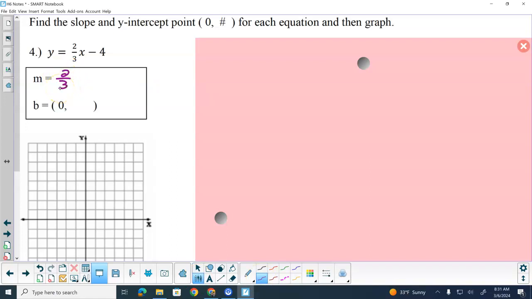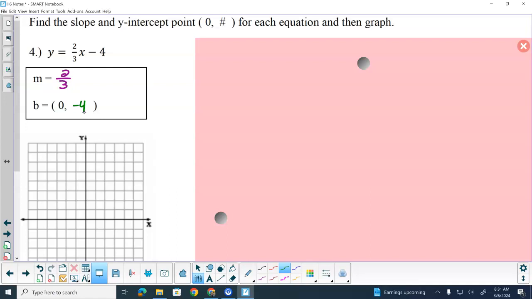Okay. Somebody else that hasn't answered today, give me the y-intercept. What do you look at? Oh, nailed it! (0, -4). Okay? Remember, it's y equals mx plus b.